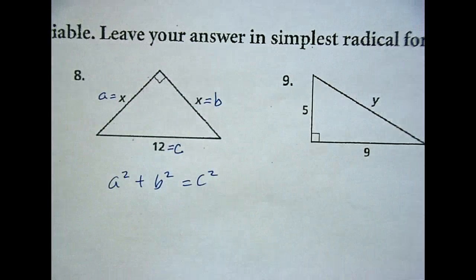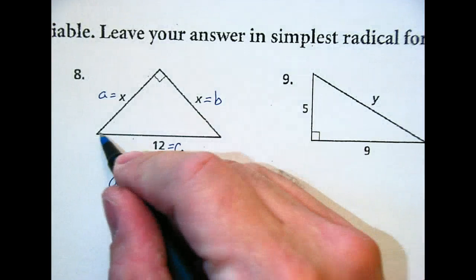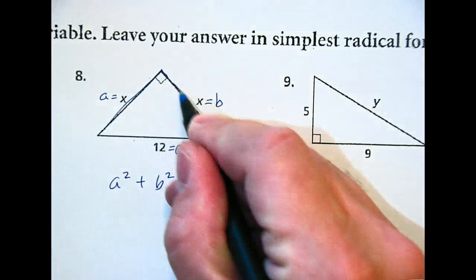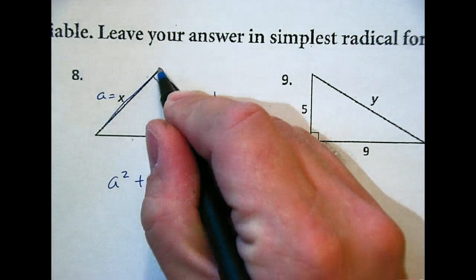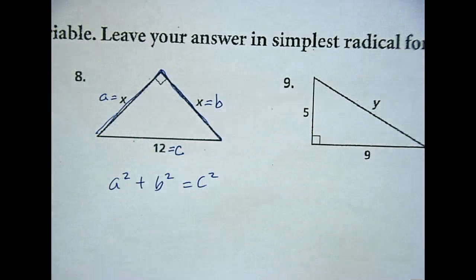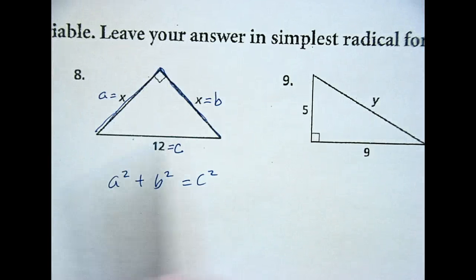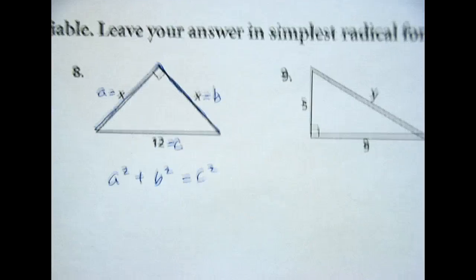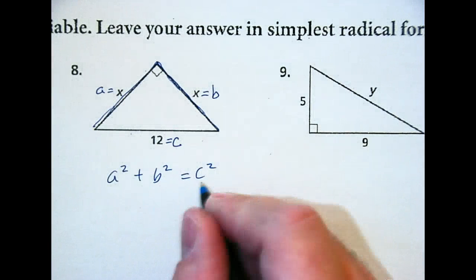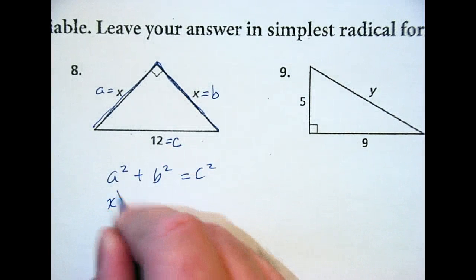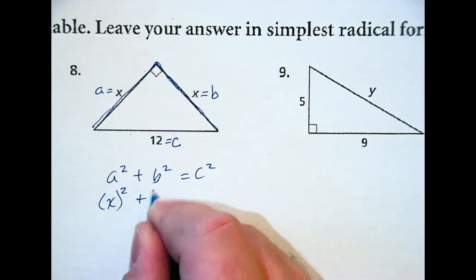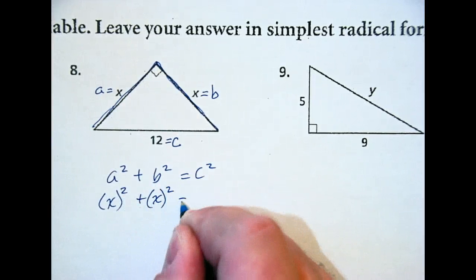Now those of you struggling finding c, just trace the right angle. The side you don't trace is c. So if you trace that right angle, the side you don't trace is your c. It's always the side opposite your right angle. Okay? All right. So, in this case, I have x for a, I have x for b, and I have 12 for c.